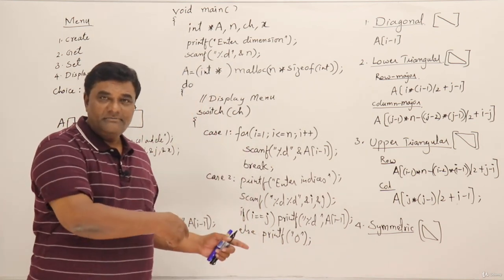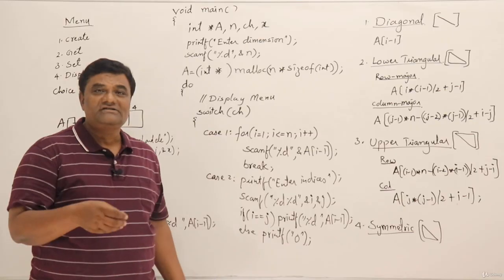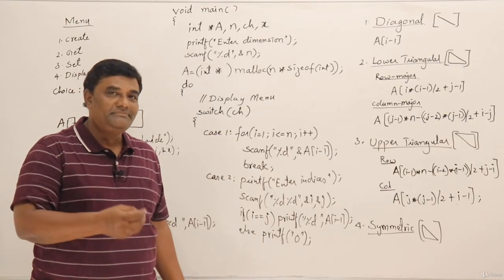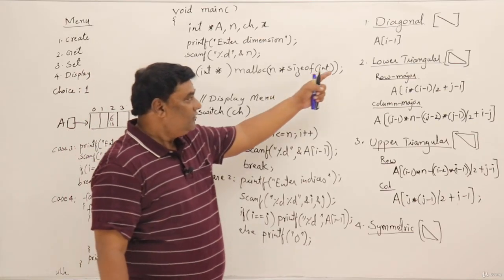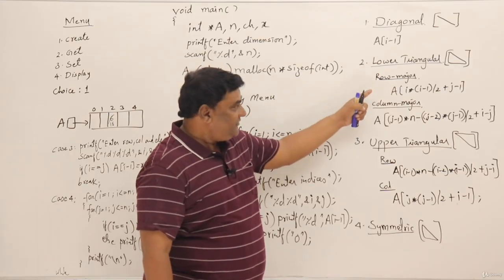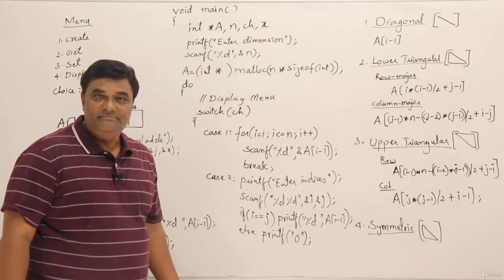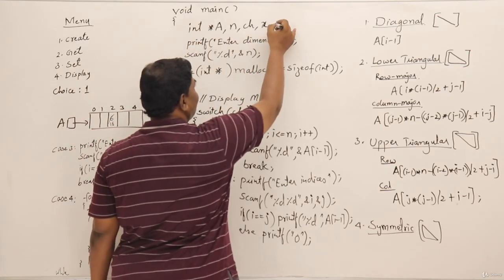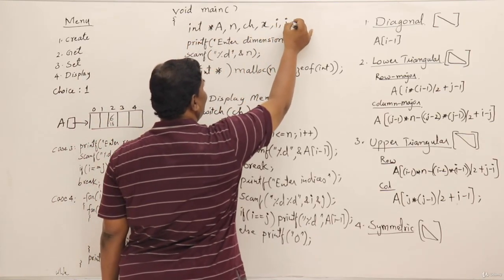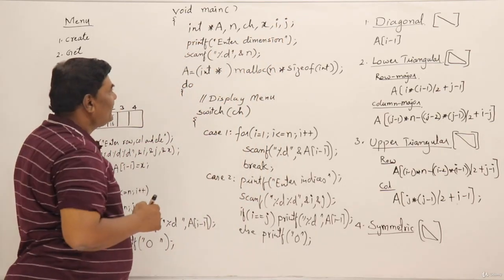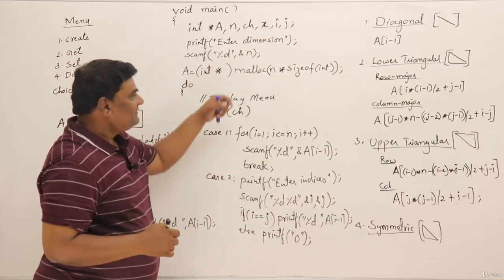So in the same program, as we have already seen, what are the changes I should make in this one so that it becomes a program for lower triangular matrix using row major formula? I'll simply make the changes in the program. Main function as it is, and I was using variables like i and j, so I will declare them. Now take the dimension n.